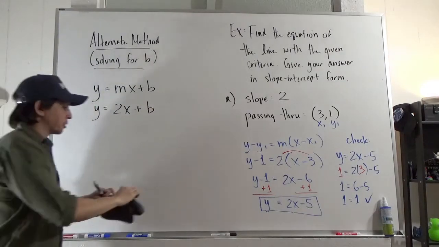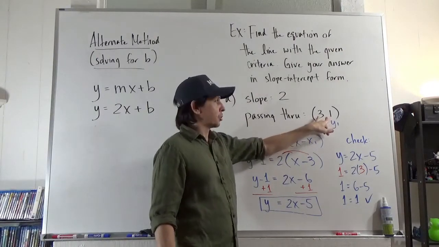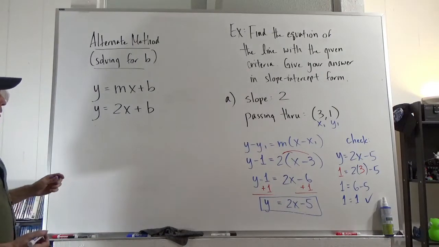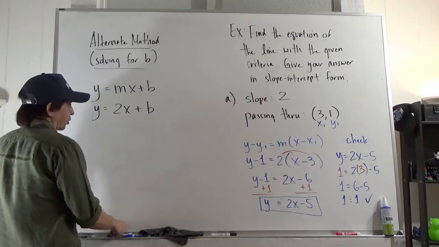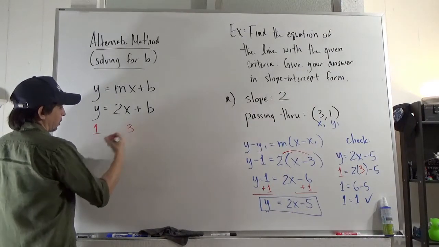What other piece of information do I have? I already used the slope. The other information that I have that I have to use is the 3, 1, that it satisfies this equation, that it's on this line. So I can do what I did with the check over there. I can plug it in. I'm going to plug in the 1 for y. I'm going to plug in 3 for x.